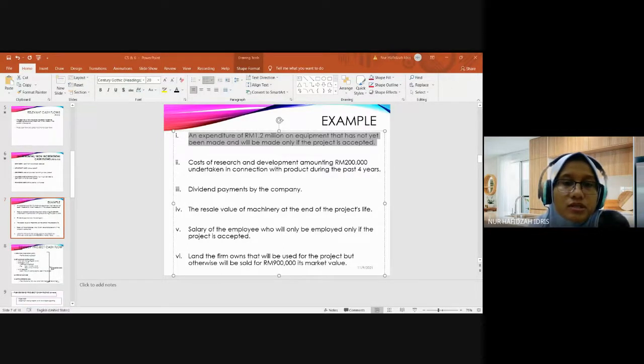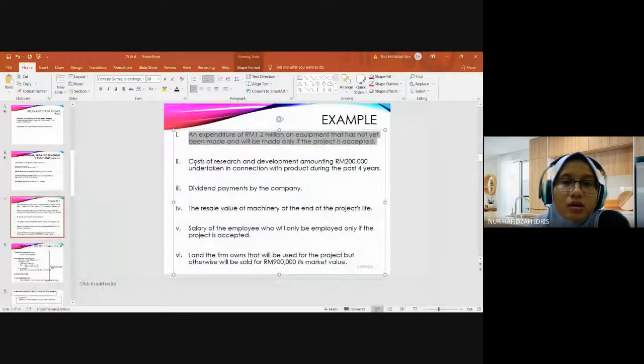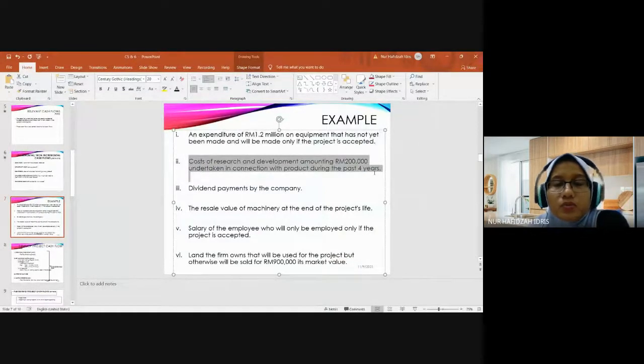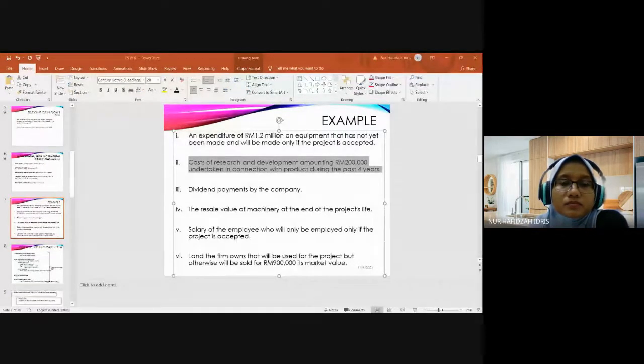So number one is incremental cash flow. Number two, cost of research and development amounting to 100,000 undertaken in connection with the product during the past 4 years. So is this incremental or non-incremental cash flow? Was this 200,000 done recently or long ago? Long ago. Okay, so incremental or non-incremental?